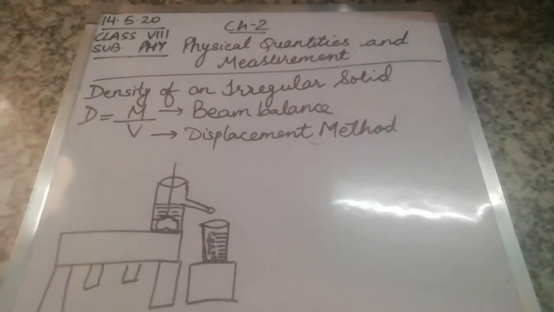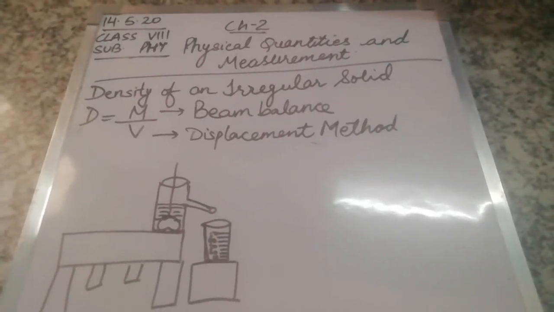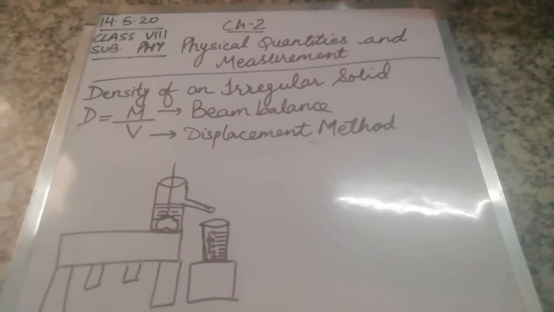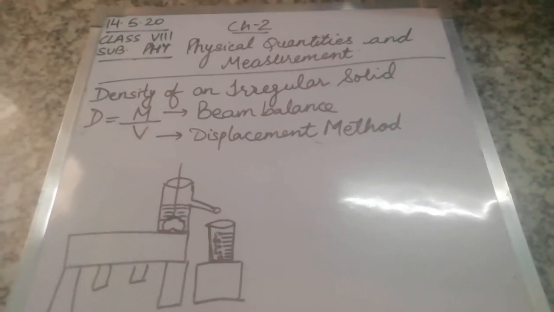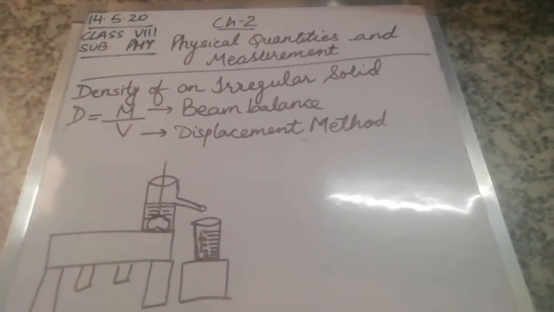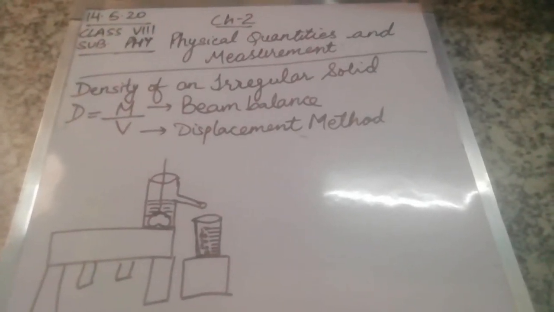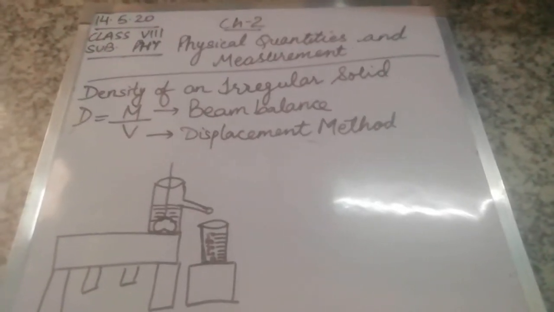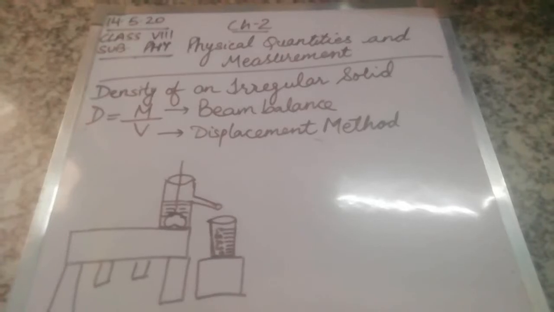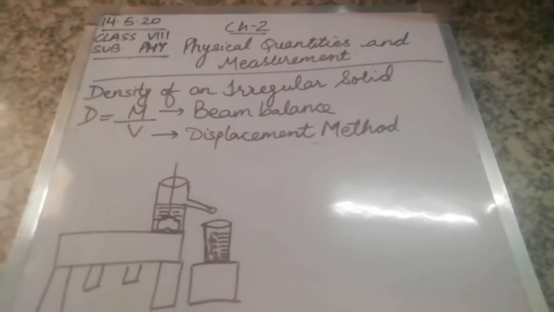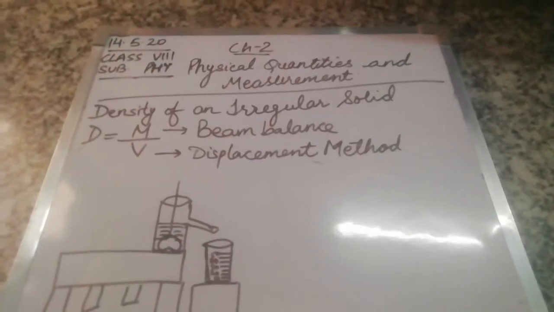Children, in the last video, we had discussed density and its SI unit. I explained the method to find the density of a regular solid, and I gave you the formulas through which we can find the density of regular solids. Today in this video we will discuss the method by which we can find the density of an irregular solid. First of all, children, let's recapitulate what density is.